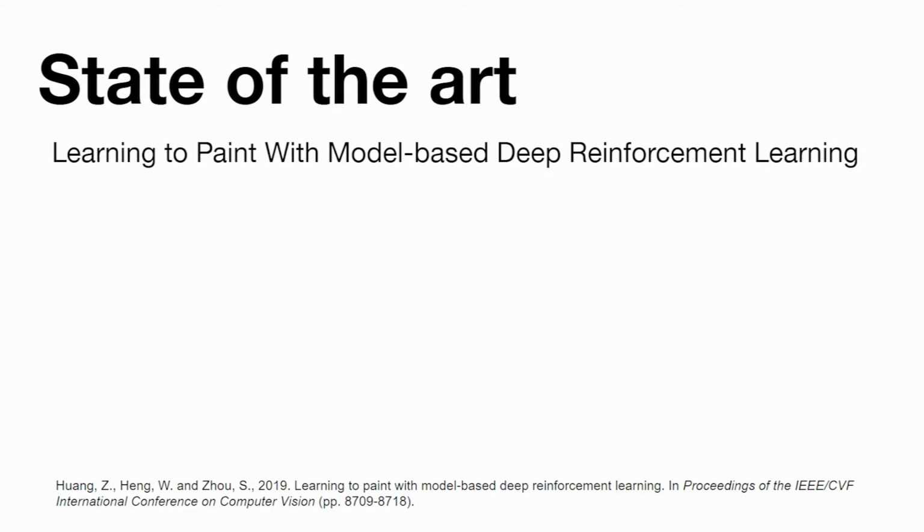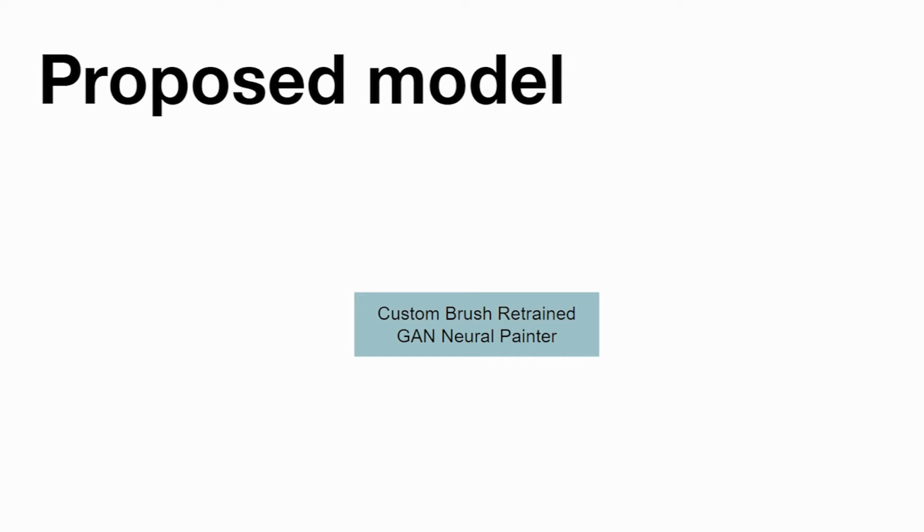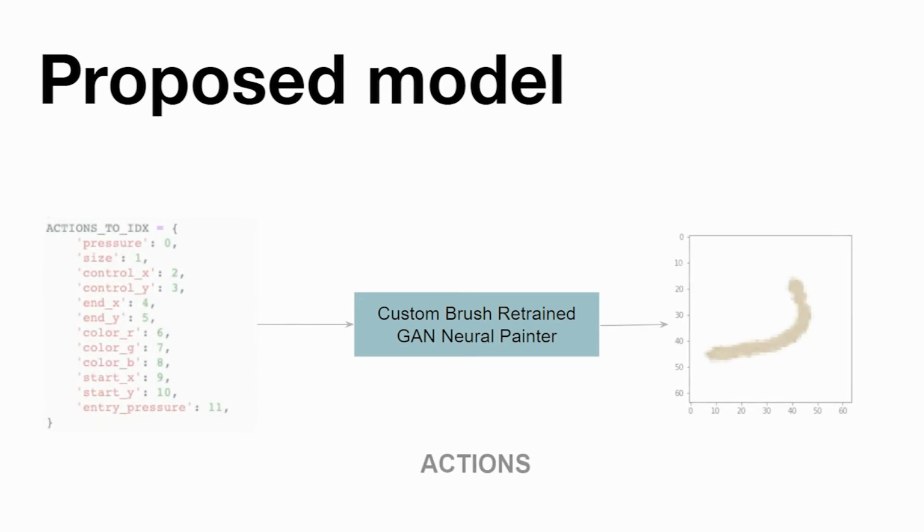A second approach uses a more complex architecture with a model-based approach and a discriminator in order to model the reward. We will go for an intermediate approach between these two. We fine-tune Neural Painter again with a custom brushstroke and a synthetically generated dataset, and use it to generate this brushstroke into the canvas. On the left we have the actions, and on the right we have the brushstroke it can produce.